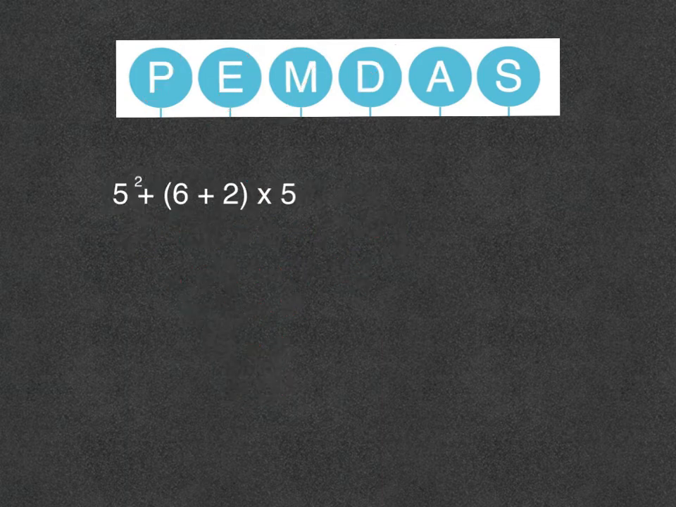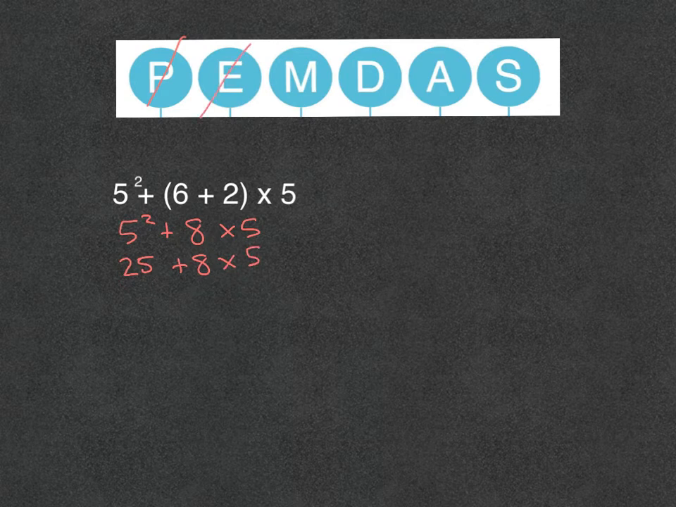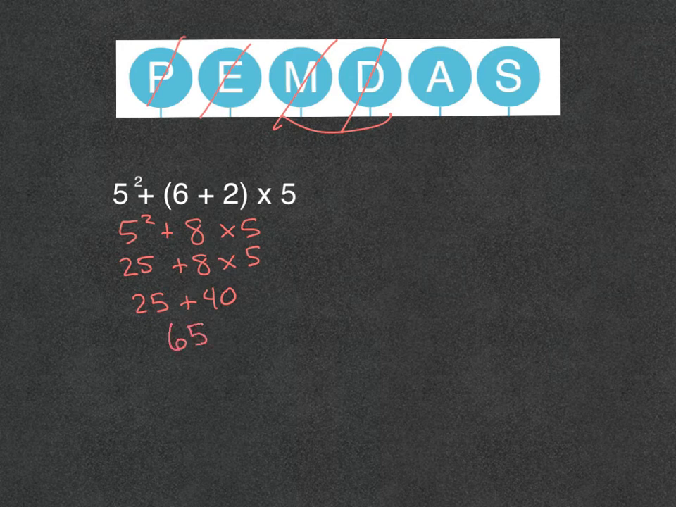All right, here's another one. So first thing we're going to do is this parentheses. So 6 plus 2 is the first thing we're going to simplify, which is 8. Then next thing we're going to do, we're done with parentheses. We're going to come over here to exponents. 5 squared is 25 plus 8 times 5. Done with exponents. On to multiplication division. So 25 plus 40. Done with multiplication division. Add, subtract, 65. 25 plus 40 is 65.